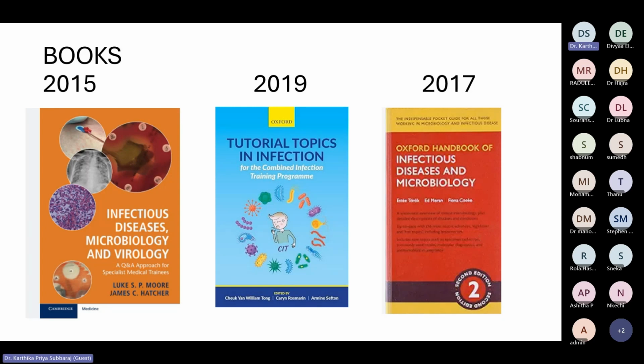And third, I used the Oxford Manual. Again, it is from 2017, and most of the guidelines are outdated. So this one you can follow for basic micro reading, but not for clinical management or any diagnosis and management related UK guidelines. Don't follow any of these books for UK guidelines kind of questions.